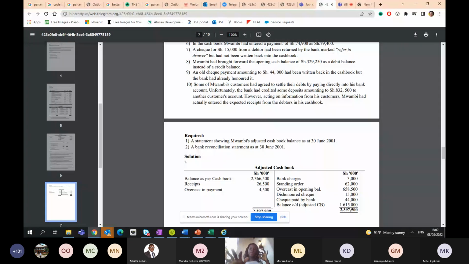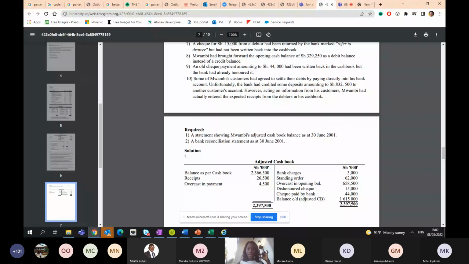Then a check for 15K from a debtor has been returned, and it's marked refer to drawer. So when a check has been returned, it's like a dishonored check. It's basically the bank hasn't accepted it. Anything that leads you to a returned check is different from unpresented and uncredited. This one, the bank has looked at it and decided that maybe you don't have money, or the check is past 6 months, therefore not valid, or whatever other reason.